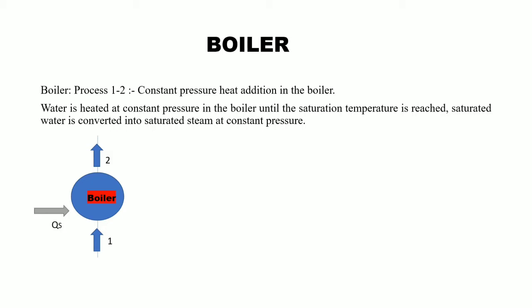So in the boiler we supply water from the feed pump, and this water absorbs QS quantity of heat energy. Q means heat and S means supply, and this water is converted into steam. It is called process 1 to 2. The water is heated at constant pressure P1 in the boiler until the saturation temperature is reached. Saturated water is converted into saturated steam at constant pressure. Pressure remains constant, means P1 and P2 are constant.